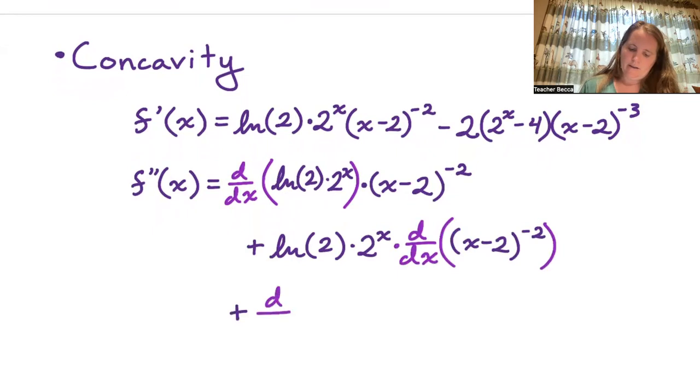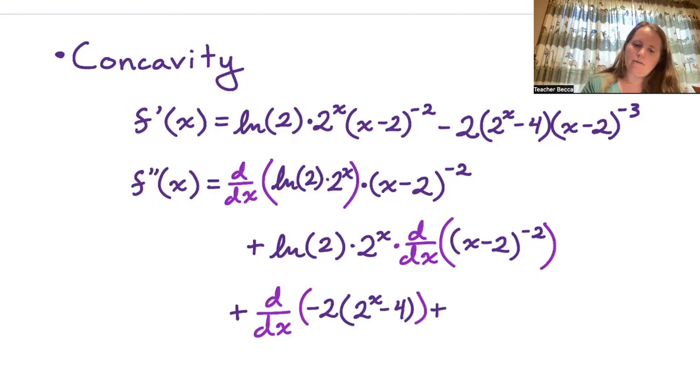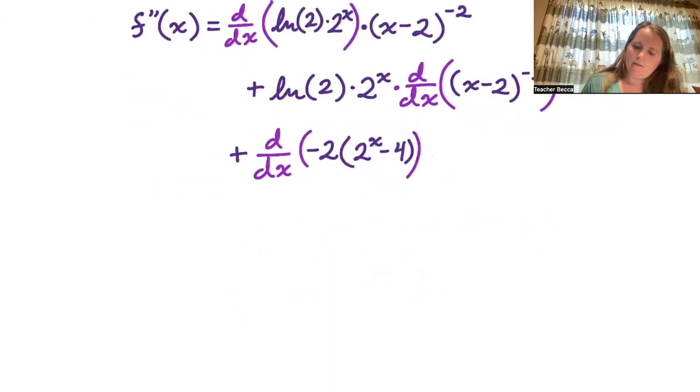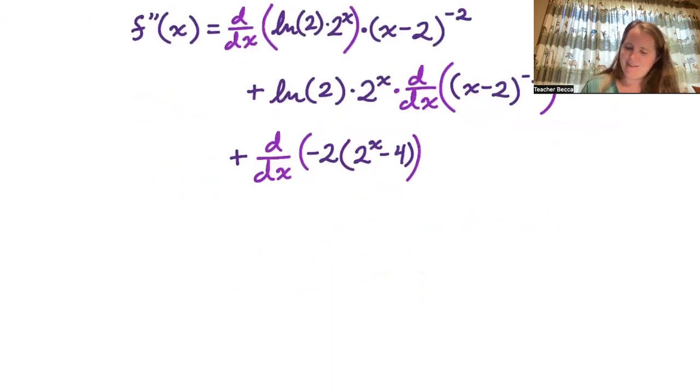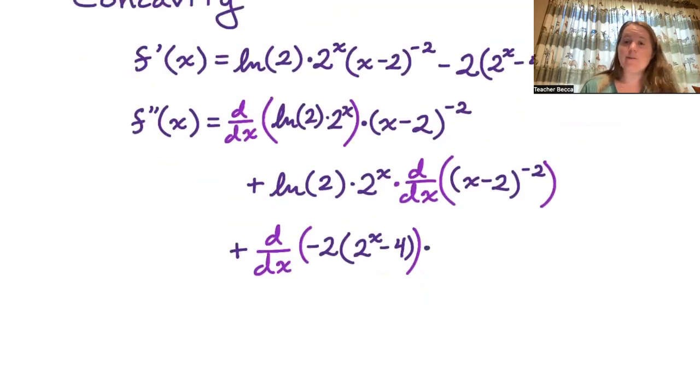So to that, we will add the derivative of negative 2 times 2 to the x minus 4. And then plus a negative 2 minus 2. Let's do this. Sorry, I have to first multiply. I have too many things going. Okay, so that's the derivative of the first.